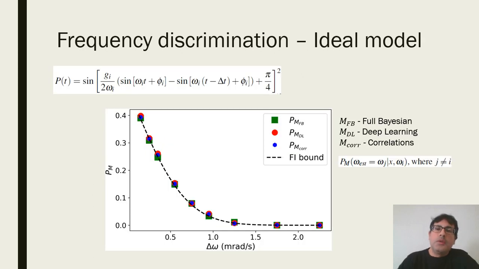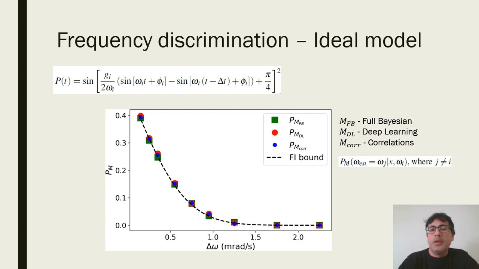We first consider a numerical analysis of the ideal model where there is no noise. There is only a random phase, which is given here by phi i, that we don't know. It is a uniformly distributed random phase. And in this case, we can calculate the Fisher information. So we have a bound on the maximal information that we can get. And in the figure, we see the error probability of the discrimination method as a function of the difference between the two frequencies.